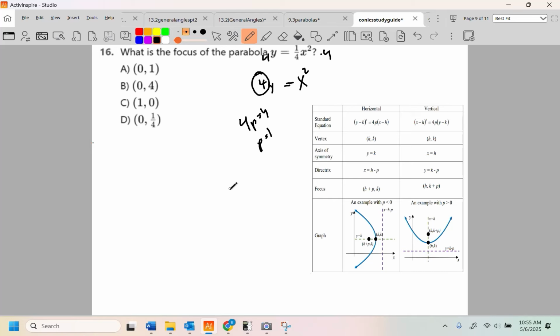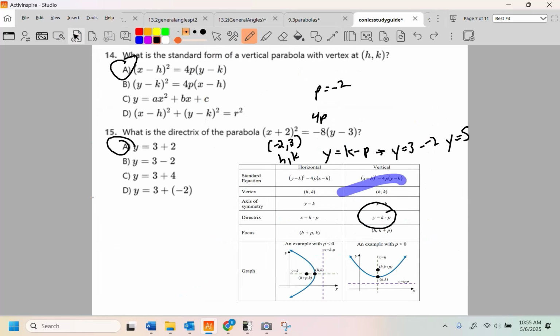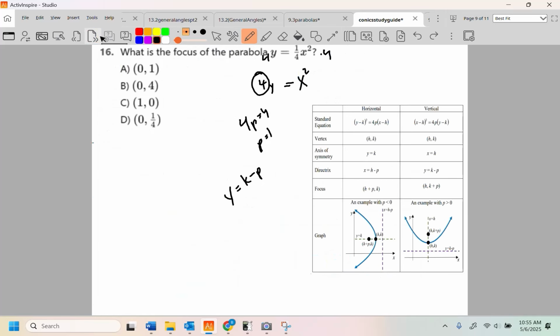Now I want the directrix. The directrix is y equals k minus p. Did I do the last one right? Was it about the directrix? It was. Tired, forgive me. Since this doesn't have an h and k, its center is at 0, 0. It's an x squared, so y equals k minus p. K is 0, p is 1, so y is negative 1. And I don't know why I'm talking about the directrix. That's how tired I am. I'm supposed to be talking about the focus.